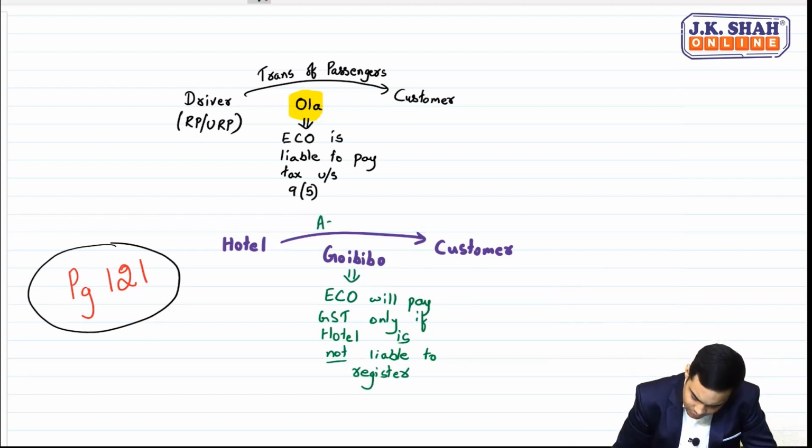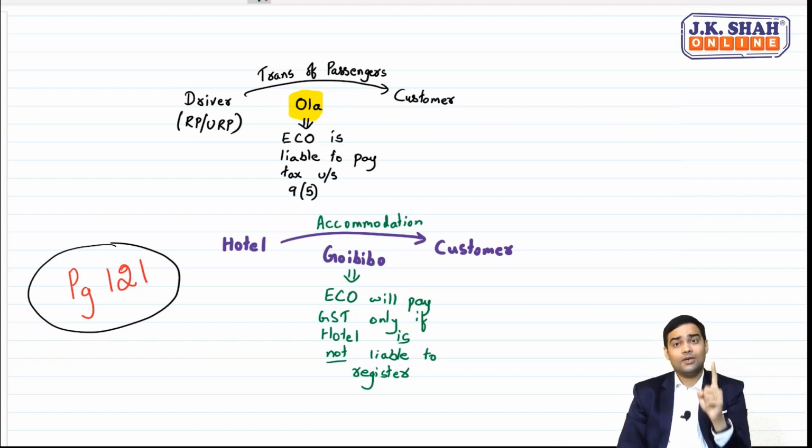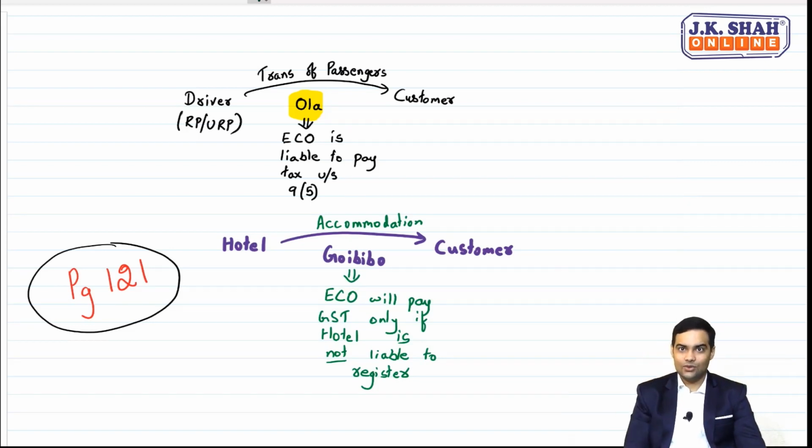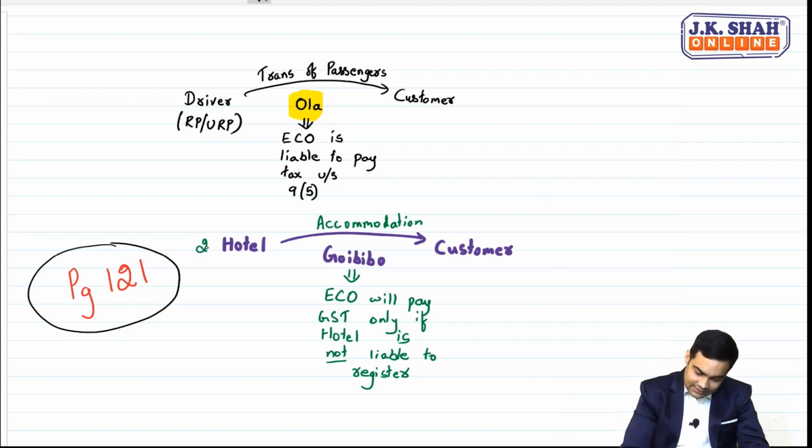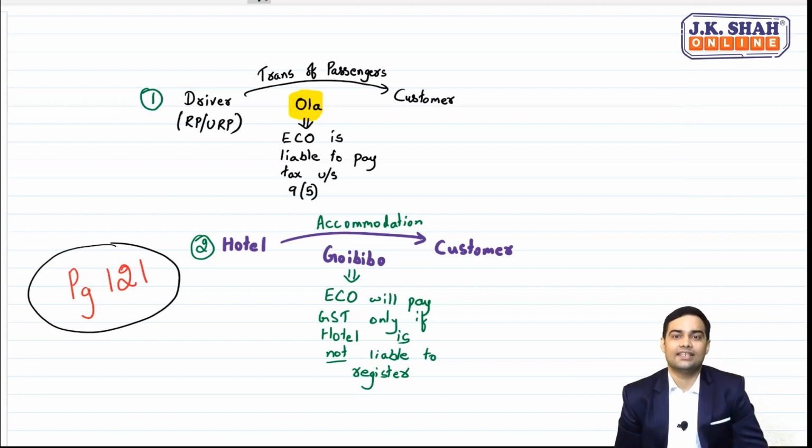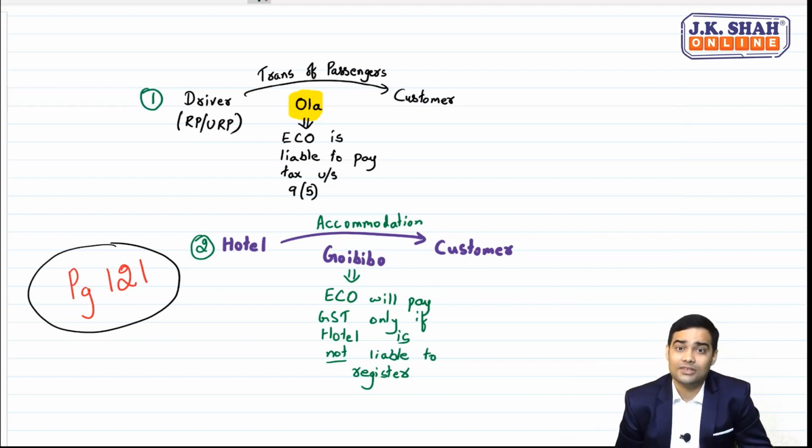And what is the service provided? Accommodation. So for this accommodation, the e-commerce operator is liable only when the hotel is unregistered. See the difference between the two. In the second case, if the hotel is registered, then the hotel will pay the tax, not the e-commerce operator. But in transportation of passengers, the e-commerce operator has to pay GST. You found the difference between the two?